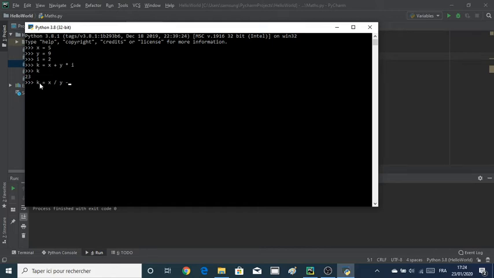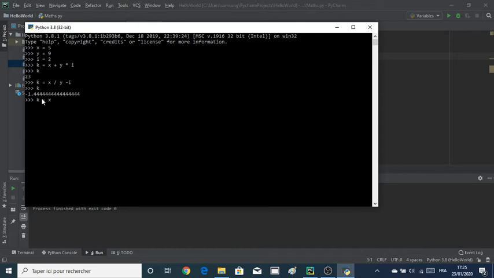And now k equals x divided by y minus i. And let's see. Okay, minus 1.444. The priority is for the division.